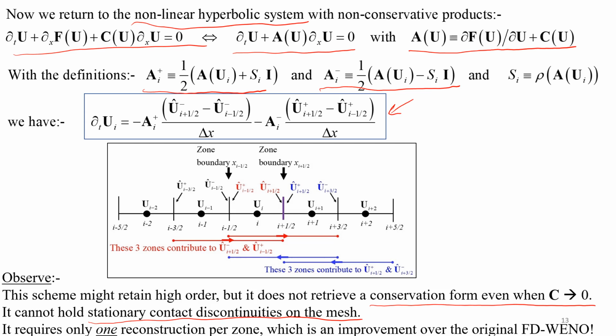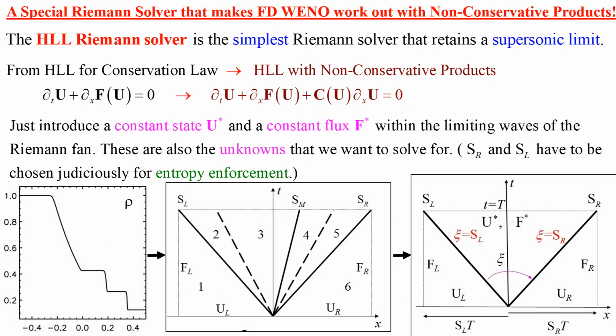But it does have one advantage, and that one advantage has to do with the fact that you can get by with only one reconstruction per zone. This is a very good advantage, and we would like to retain that advantage as we move forward. But we realize that we've had a nice discussion, but we've reached essentially a dead end, and let's find a way out of this dead end.